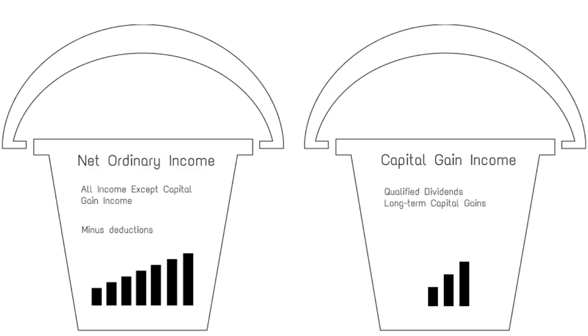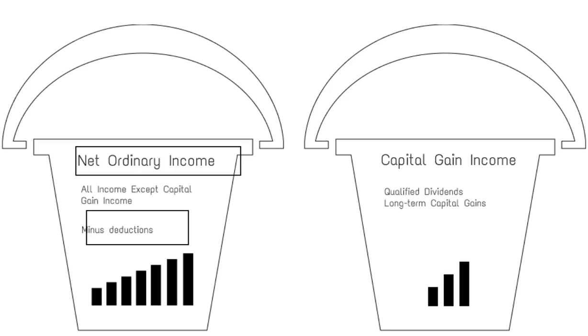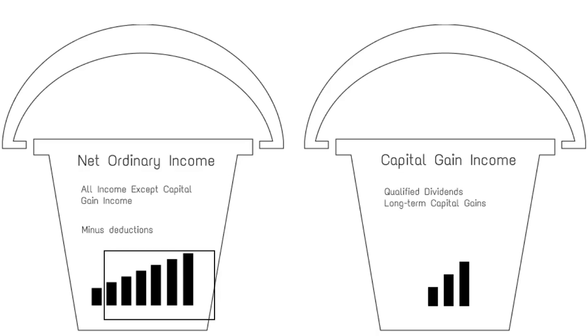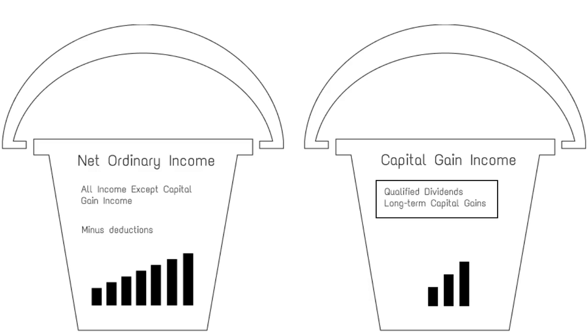So enjoy that part. So step one, ordinary income. Ordinary income is everything except for capital gain income. And then net ordinary income is ordinary income minus deductions. So that would be minus your standard deduction or itemized deductions. That's the number that determines the ordinary tax bracket. Step two, let's look at our capital gain income. Capital gain income is qualified dividends and long-term capital gains. That's it. So back to step one. Ordinary income is everything except for capital gain income. Net ordinary income is ordinary income minus deductions.